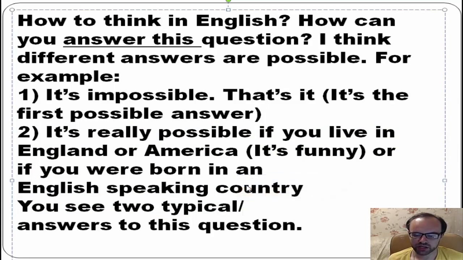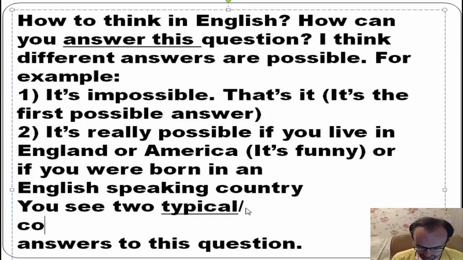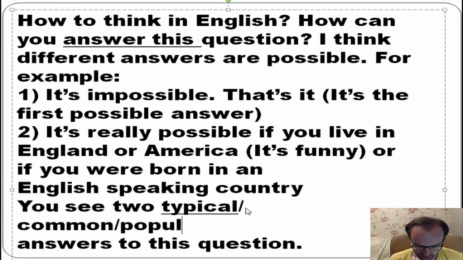So what is typical? You need to know different synonyms or similar words. If you can't remember the word typical, what other words can you say instead? You can say typical, or also common, or also popular answers to this question. So you see two typical, two common, two popular answers: the first one, it's impossible, and the second one, it's possible, but there are some conditions.